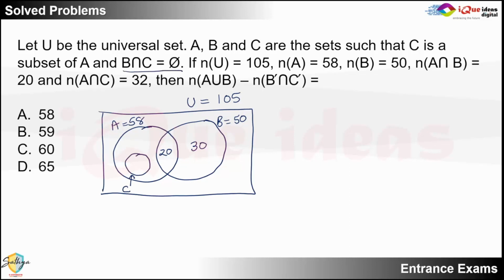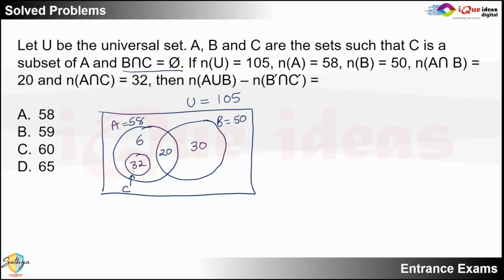Now, the number of elements common to A and C is 32, which means from the 58, I have 32 in C and 20 shared with B. So 32 plus 20 is 52. From the 58, I subtract 32 and 20, and there are 6 elements which are exclusively within A.